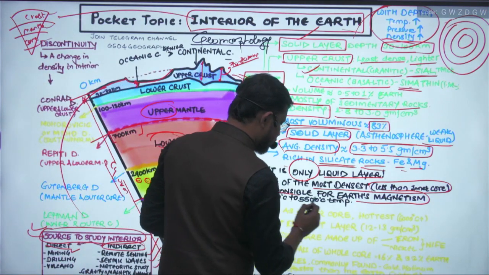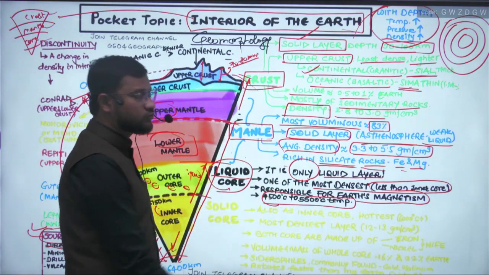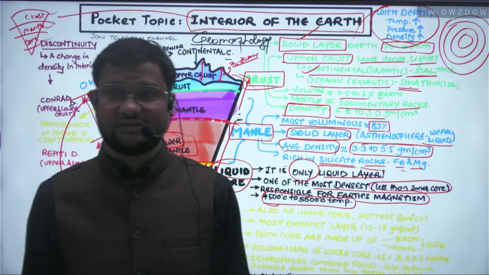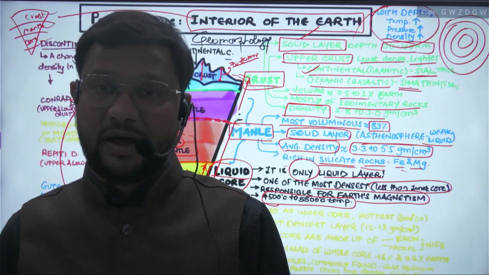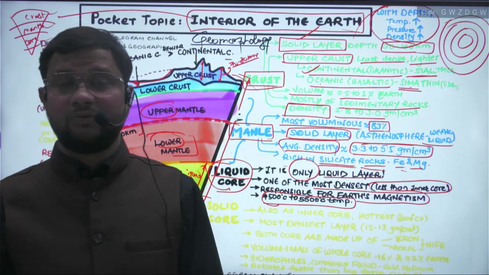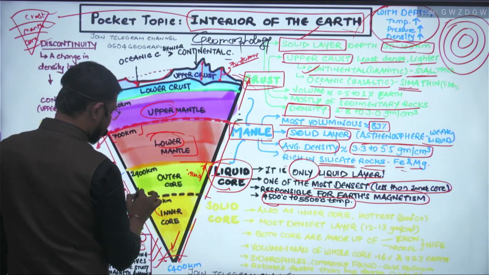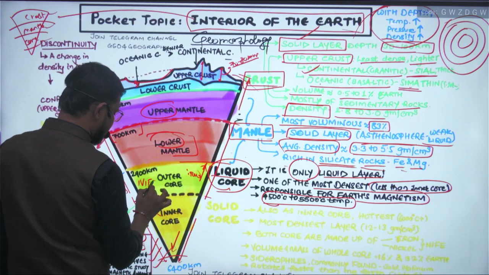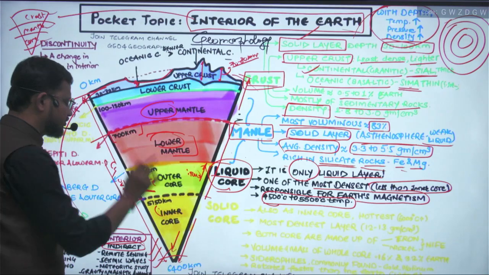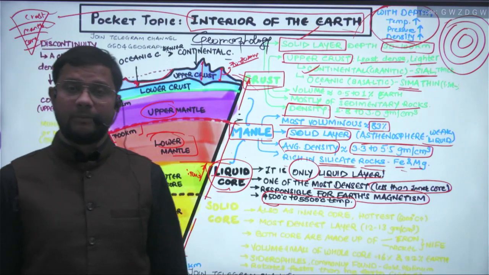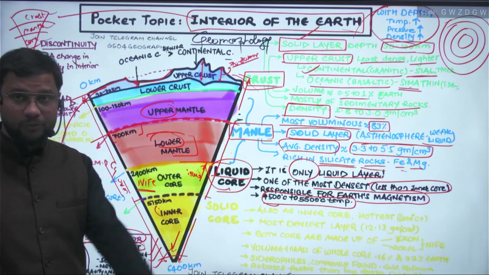See, 4000 to 5500 degrees Celsius, that is the temperature range of the liquid core, because at this temperature only nickel and ferrous, Nife, that we consider, could remain in a liquid format. So liquid core, I hope you guys are getting this.